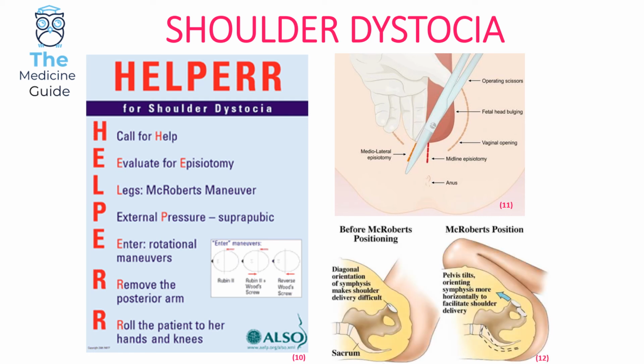So L stands for legs. So McRoberts manoeuvre is your first line manoeuvre that you would perform for shoulder dystocia. So if you have a look at the picture, McRoberts position just involves flexing the legs and tilting up the pelvis, because it allows the pubic symphysis to be orientated, so it appears more horizontal to allow shoulder delivery and therefore delivery of the rest of the baby. Now, if this is unsuccessful, then we need to move on to further steps.